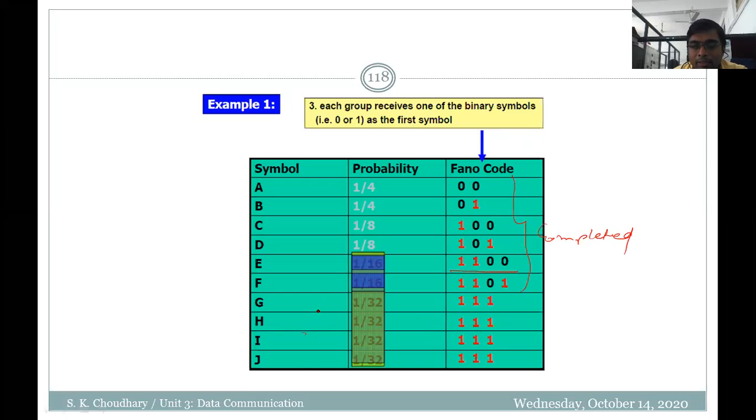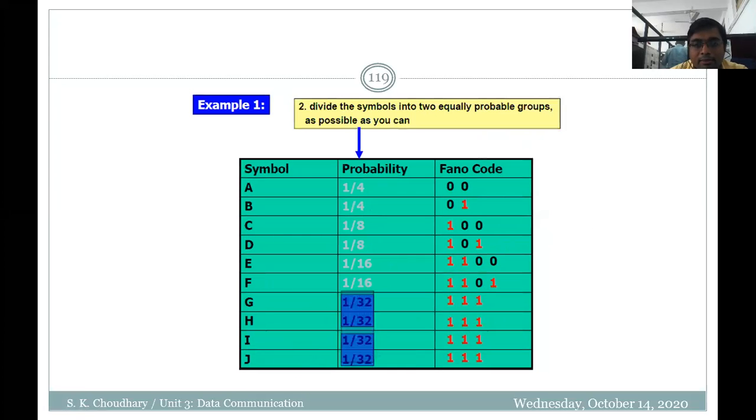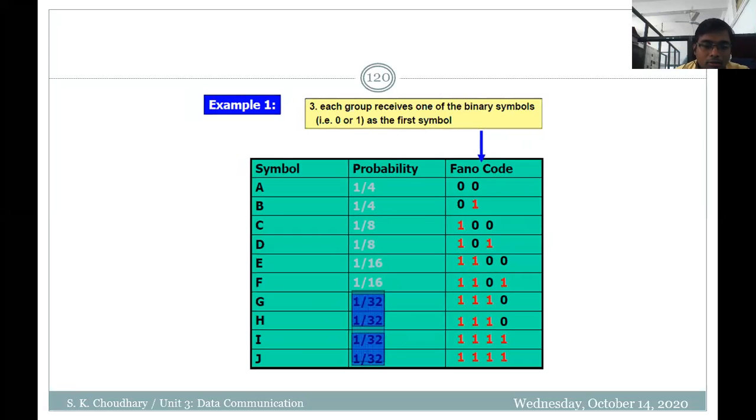The partition would be G and H in one group and I and J in the second group. So do the partition with equal probability messages, and then allot the binary numbers. Again GH would be binary 0 and I and J would be binary 1. Again there is one chance for further division between G and H. We will see in the next point.